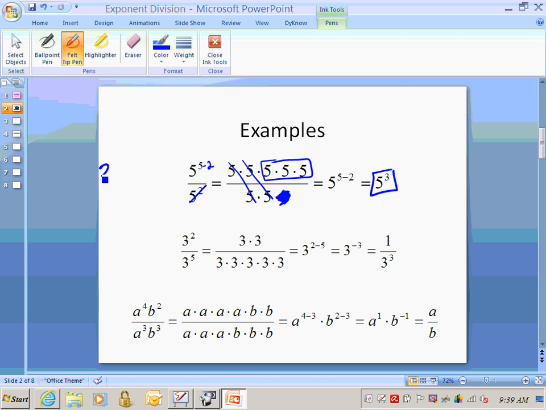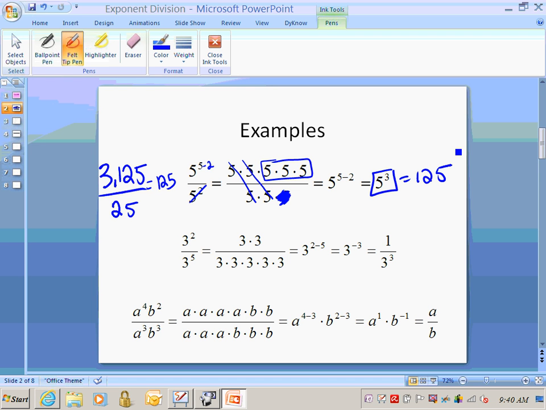And just to show you what I'm talking about, 5 to the 5th is 3,125. Divide by 5 squared, which is 25. That's going to give me 125. 5 cubed is 125. You're going to look, okay, when you go canceling things out.